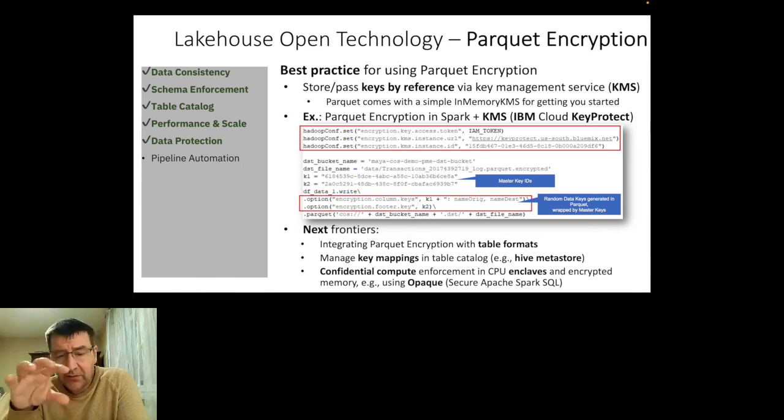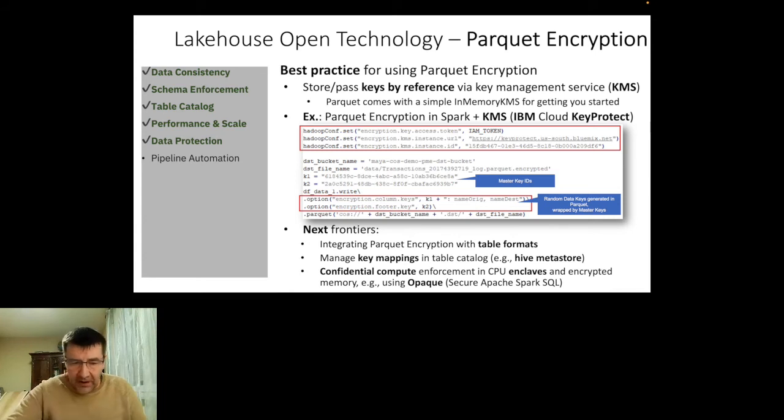That's basically the best practice to do that. Also here, I want to call out what's left, what's next to do. Obviously, again, integration with the table formats is outstanding. And also standardization of these key mappings in a metadata store. So this allows you to do the access control via metadata, if you manage the key mappings, which key for which column, through Hive Metastore, for instance.